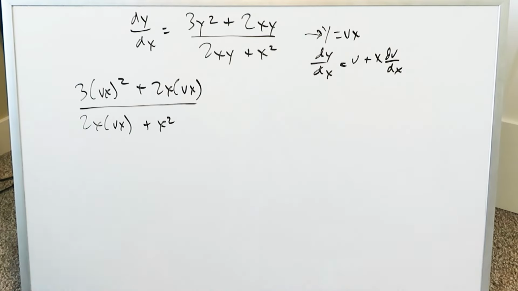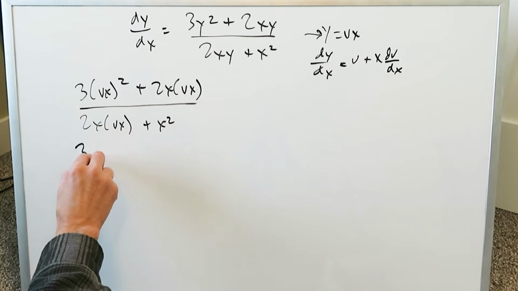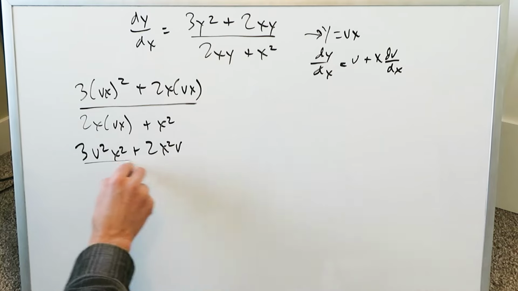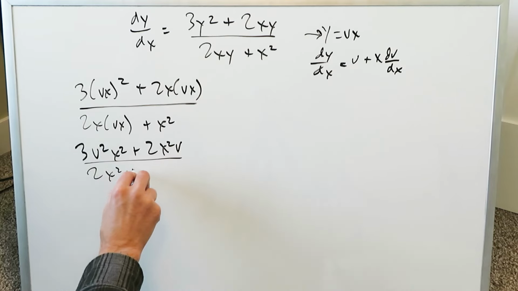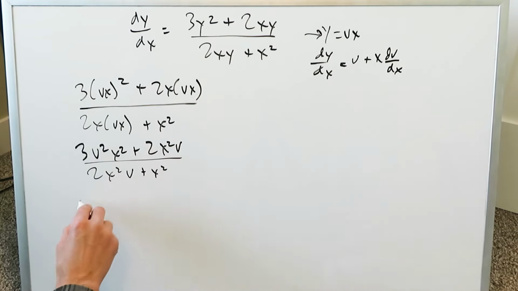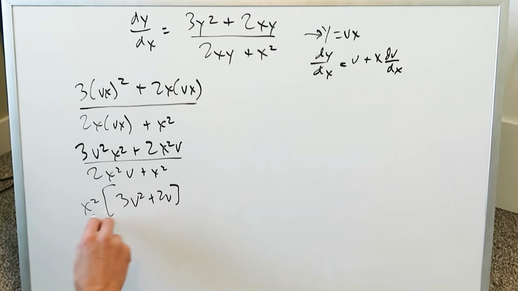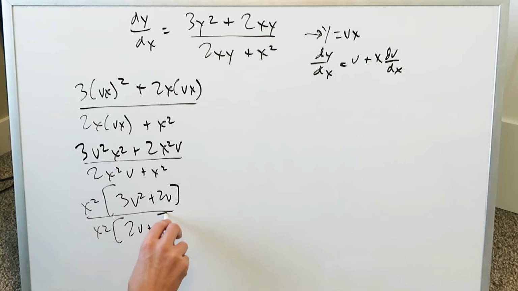into those places. That y equals vx is falling into place here. When you open this up, you'll have 3v square x square plus 2x square v over 2x square v plus x square. Isolate the x squares from everywhere. You have 3v square plus 2v, and here you'll have x square into 2v plus 1. You can separate these out, cancel them out.